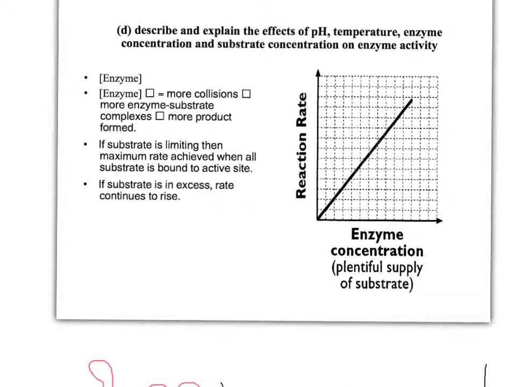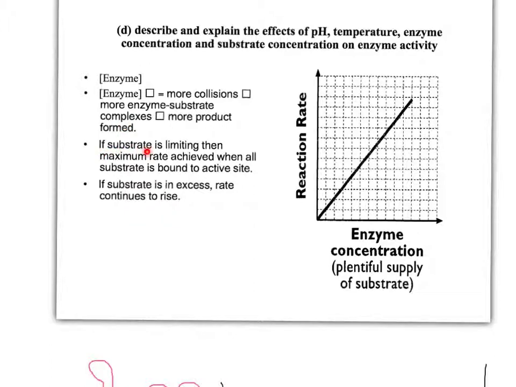This slide looks at the effect of enzyme concentration on enzyme activity. A graph with increasing enzyme concentration on the x-axis, and rate of reaction or enzyme activity on the y-axis, shows a linear relationship. So increasing the enzyme concentration increases the rate of reaction. To explain what's happening, enzyme concentration, again with square brackets denoting concentration of, results in more collisions, therefore more enzyme substrate complexes forming, therefore more product formed.